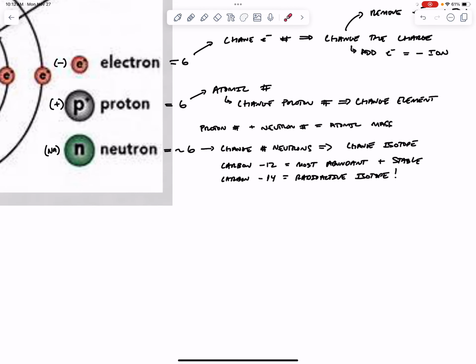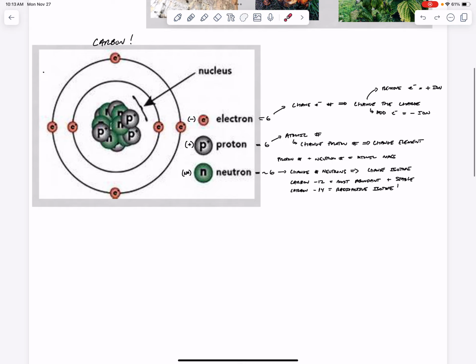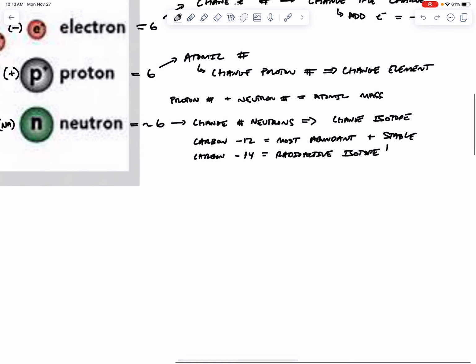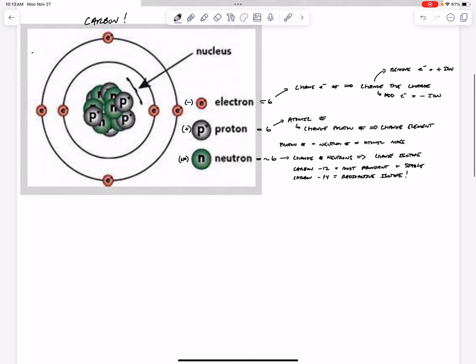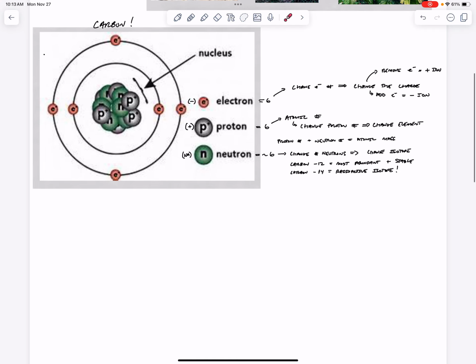The number of neutrons in the nucleus has led to an unstable nucleus that will undergo radioactive decay predictably over time, and that would be the half-life of this radioactive isotope. Okay, so that's just a quick review of the structure of an element and what makes it up.